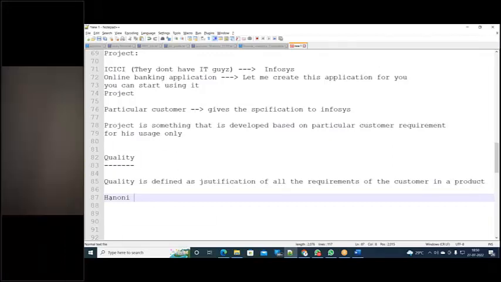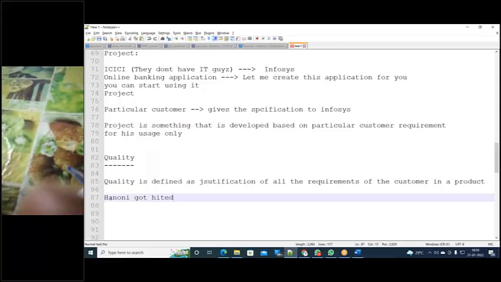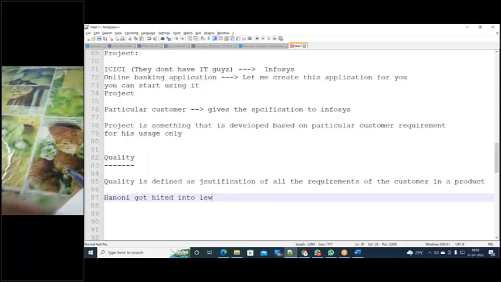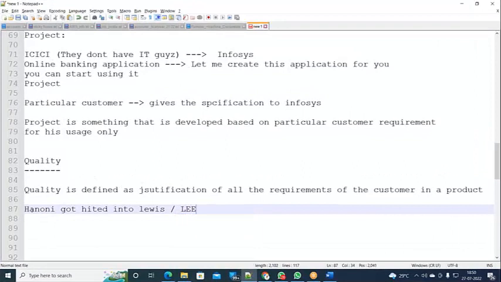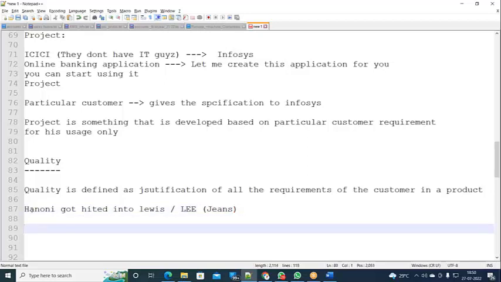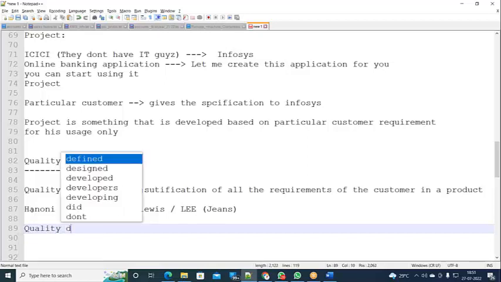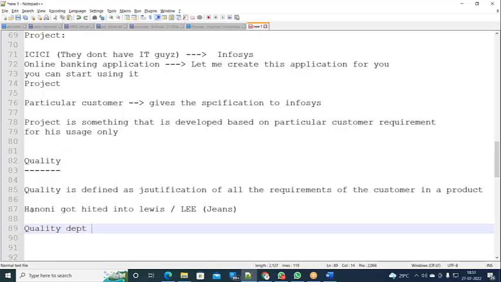So, Mr. Hanoni got hired into Levi's. Everybody understands these companies, right? Levi's, they manufacture jeans. Now, where is Hanoni working? He is working in the quality department of Levi's.